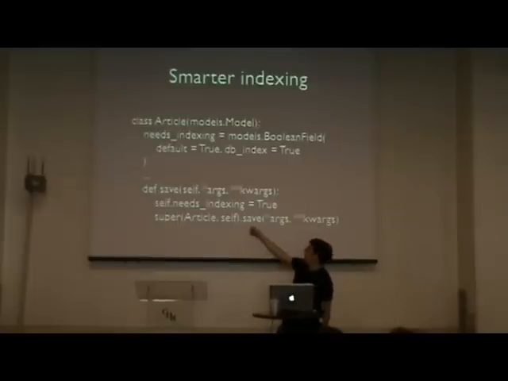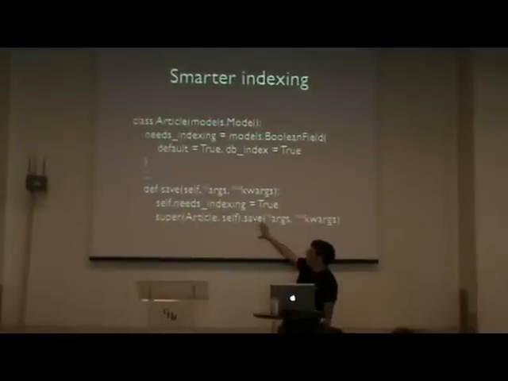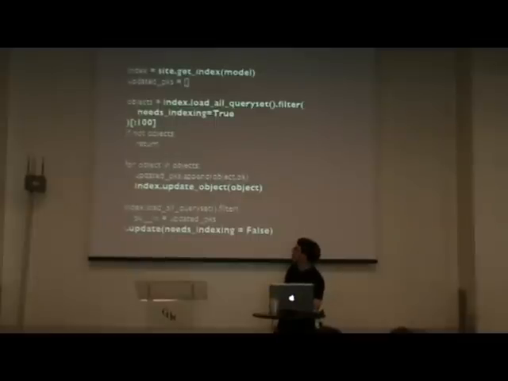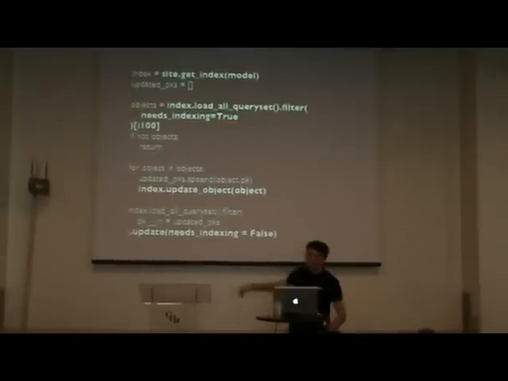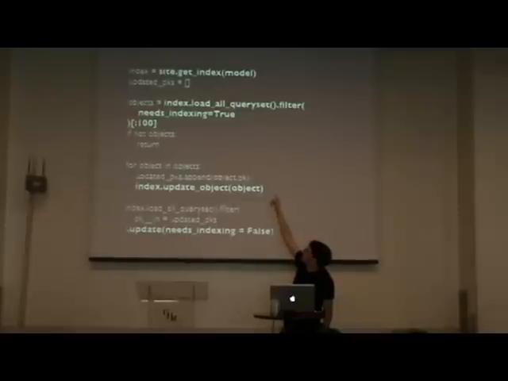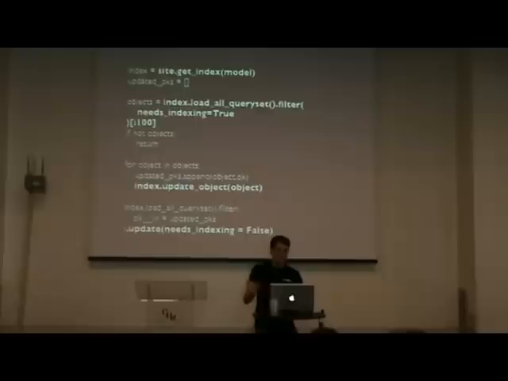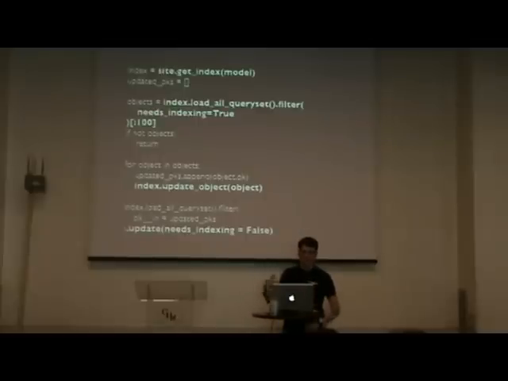So then, to actually update it, in your object save method, you set it to true before you save the object to the database. And I'll be posting these slides up later, so all of this code will be available. But at that point, you just need a management command or equivalent, which every now and then pulls in everything from the database that needs indexing, loops through it, pushes each one into the index update object method, and then writes back to the database, setting those flags back to no longer needs indexing because it's been updated.